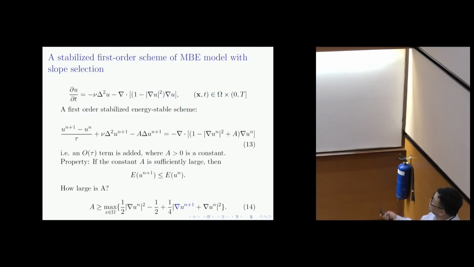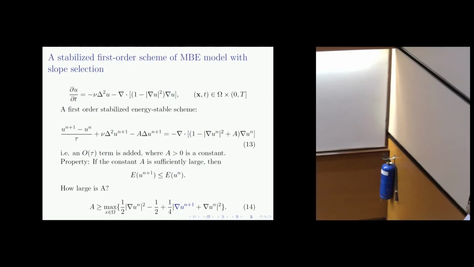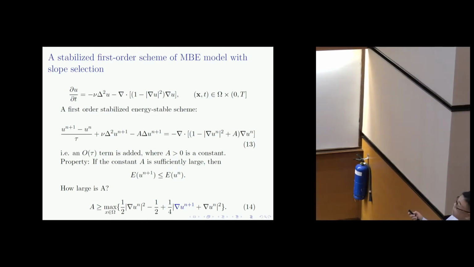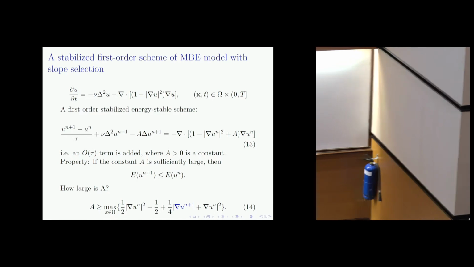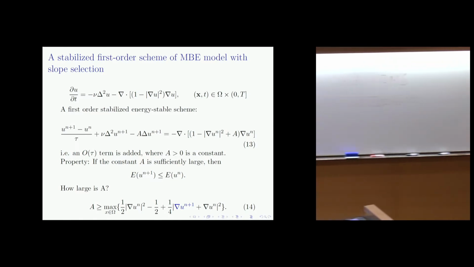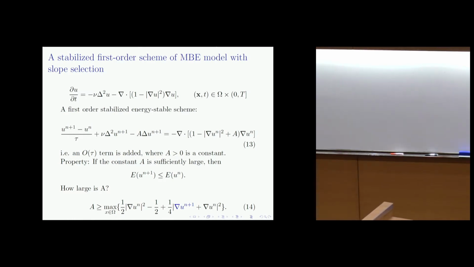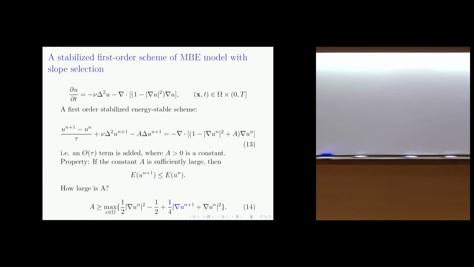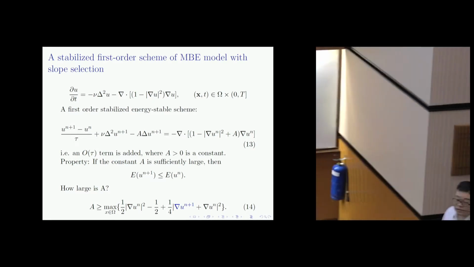This result could also be extended to the MBE equations with slope selection. For the MBE model without slope selection, we do not need to have this inequality. We have joint work with Li Ju, Hui Zhang and also Li Xiao. A only needs to be greater than 1/8, that's enough, because for the MBE model without slope selection, the nonlinear function has some good properties.